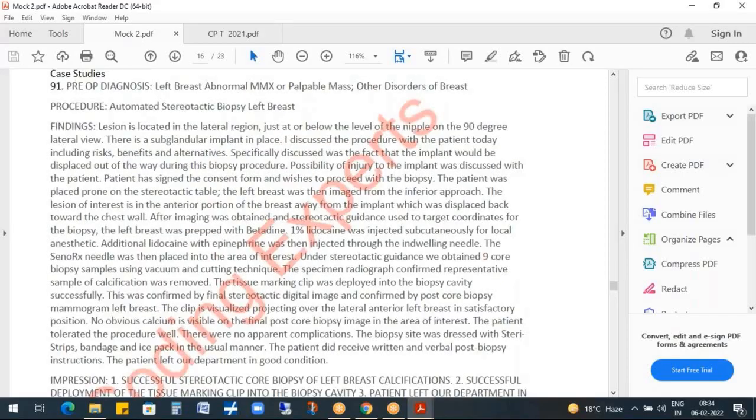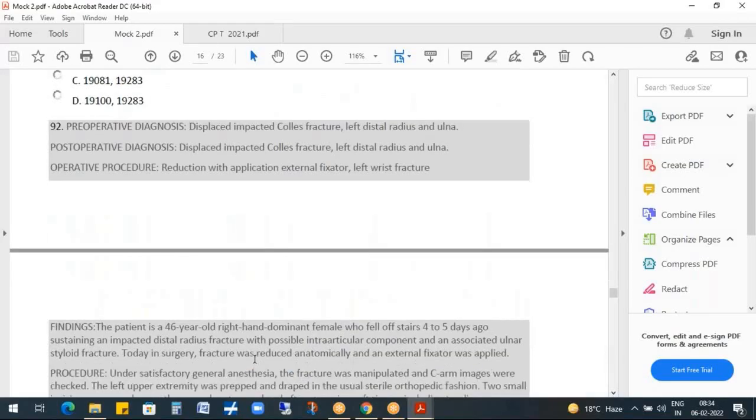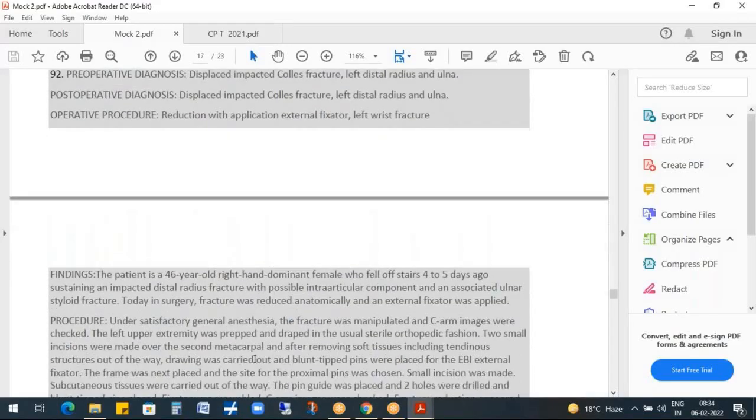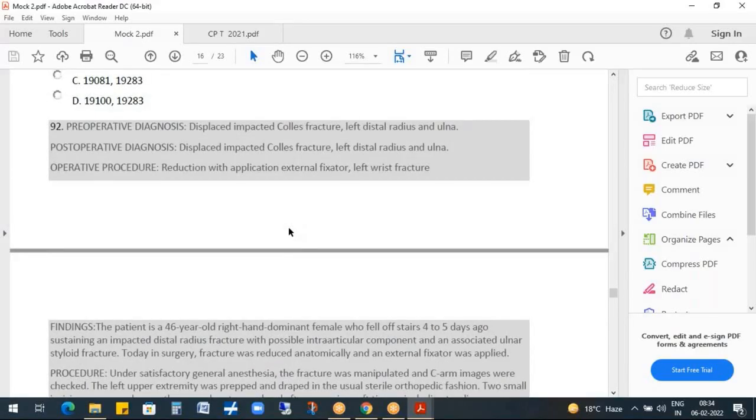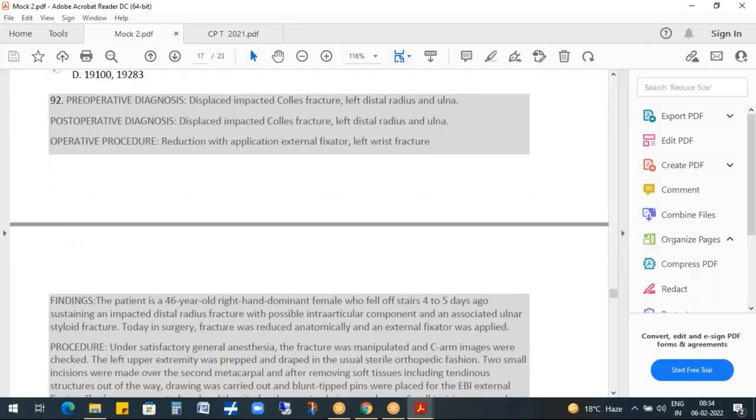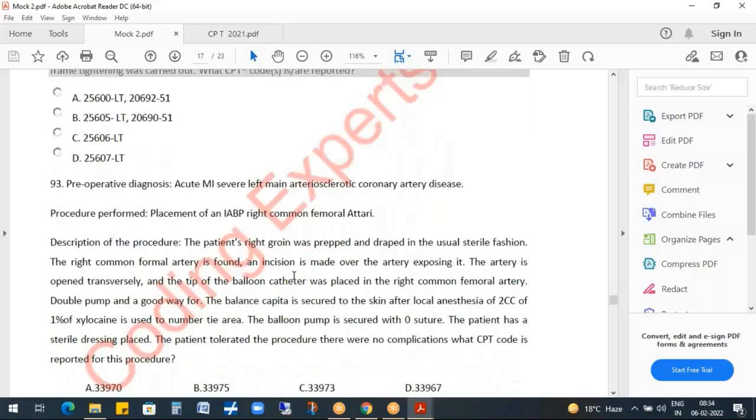Question number 91, any doubt? The key term is stereotactic. Okay. Question number 92. See here, they are placing external fixator devices. External fixation is not a part of the treatment. You can code it separately.